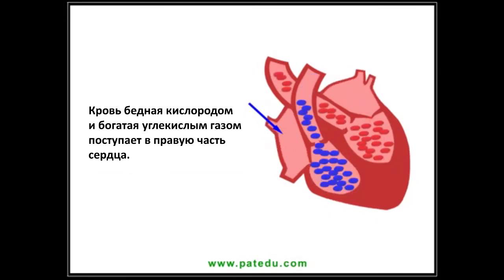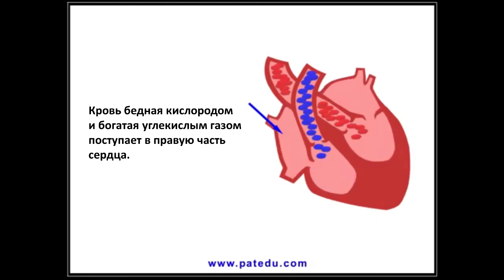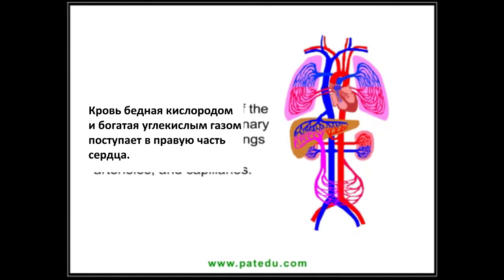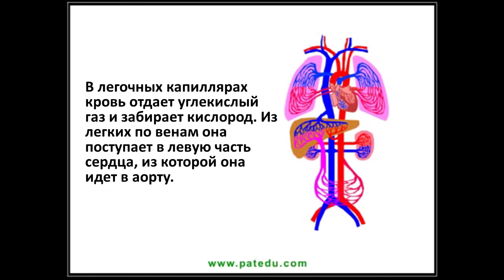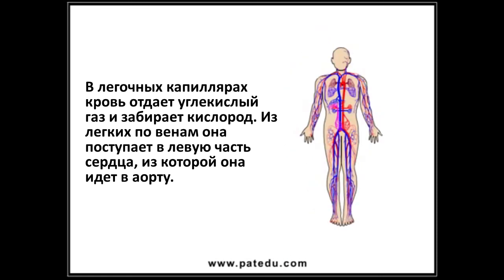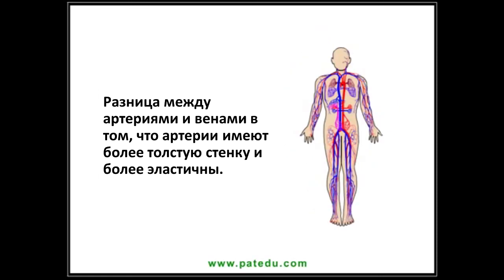Blood poor in oxygen and rich in carbon dioxide enters the right side of the heart. It leaves the right side of the heart through the pulmonary artery, traveling to the lungs through smaller arteries, arterioles, and capillaries. In the lung capillaries, the blood releases carbon dioxide and picks up oxygen before it goes back through venules and veins to the left side of the heart. Finally, it returns to the aorta. The difference between arteries and veins is that arteries have thicker walls and are more elastic.